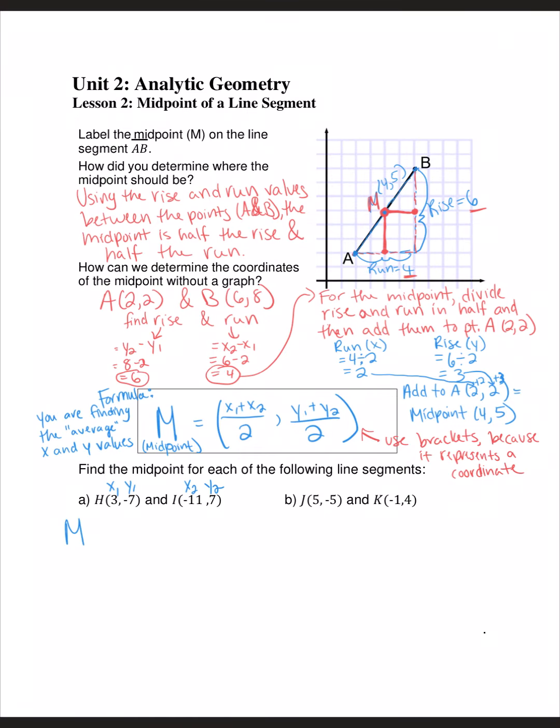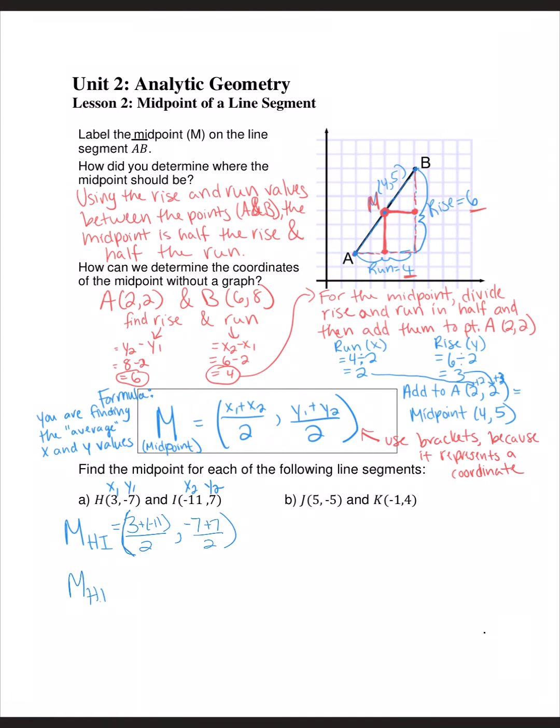We're working on finding the midpoint of HI. So I'm going to use HI as a subscript, and we would read this as the midpoint of HI. Then we're going to use that formula. We take our x values, which are 3 and negative 11, add them together, divide by 2. Remember, this formula is in a bracket. Then we'll have a comma, and then we take the average of our y values, so negative 7 plus 7 divided by 2.